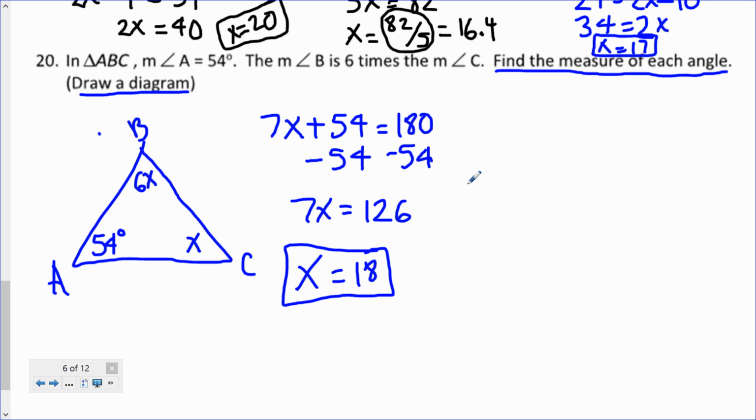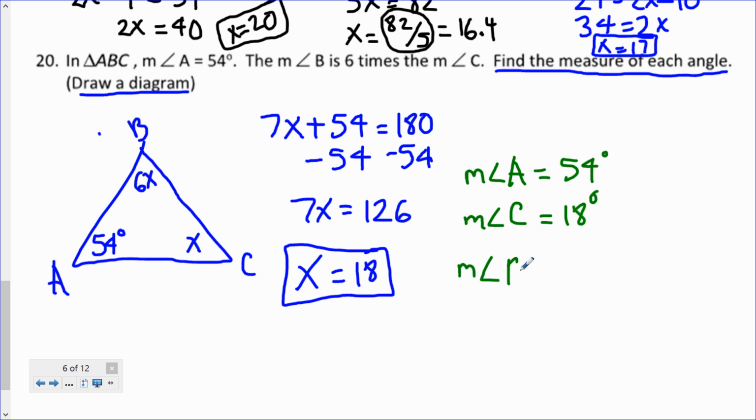We know A is 54 degrees, so we can write that. That's 54. And now we know that the measurement of angle C is equal to x, but x is the same thing as 18, we just solved for x. And the measurement of angle B is equal to 6 times that, or 6x. So 6 times 10 is 60. 6 times 8, 48. So that gives me 108 degrees.